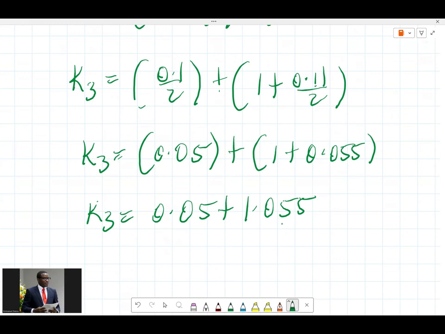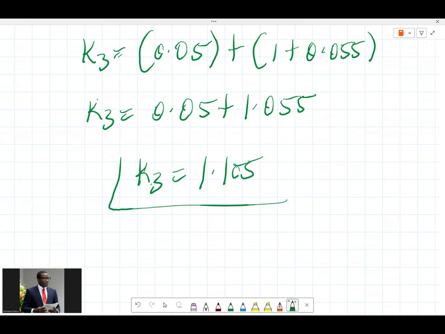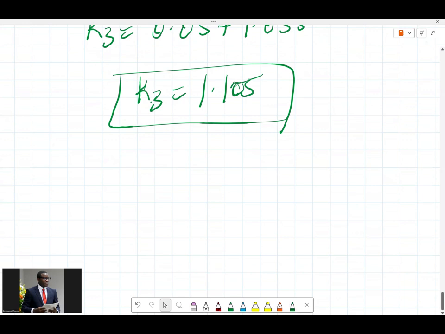So this is 1.055, then 0.05. So this is 0, this is 1. So 1.105. So K3 is 1.105. Okay, that's K3 right there, 1.105. So we still have K4 to go.